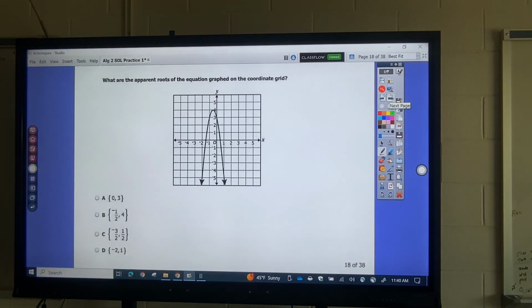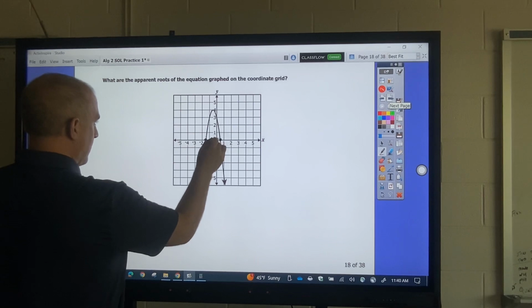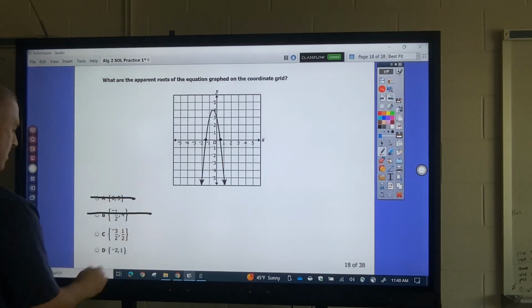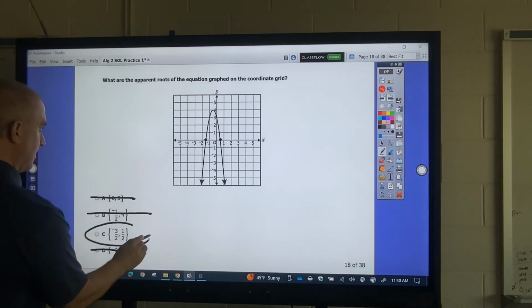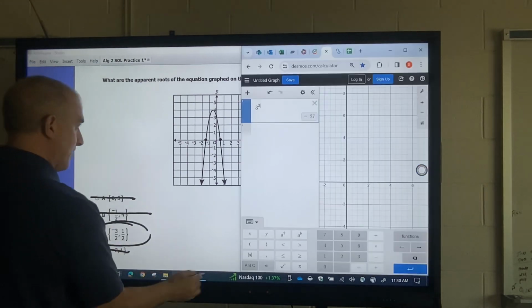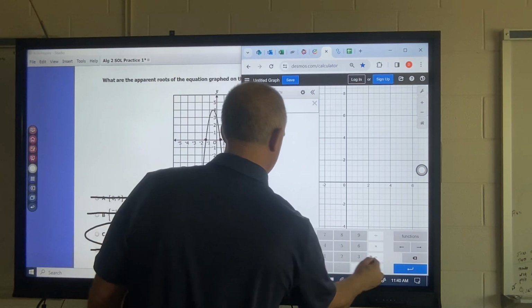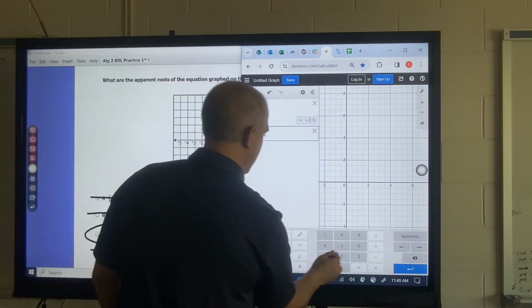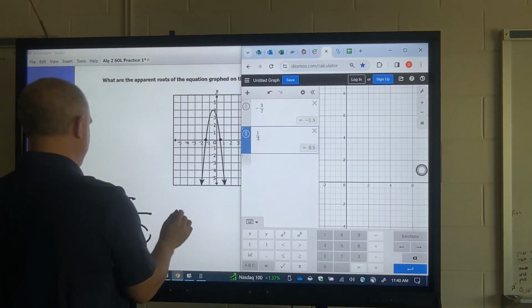What are the apparent roots of the graph? Well, the roots are right here, so they're fractions. So this can't be it. This can't be it. This can't be it. It's going to be this. Why? Because -3 divided by 2 is -1.5, and that's about where that one is. And 1 divided by 2 is 0.5, which is about where that one is.